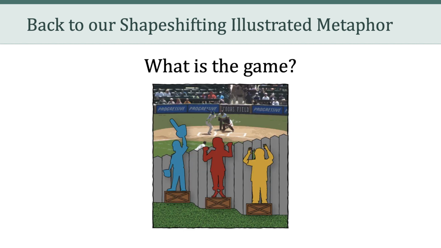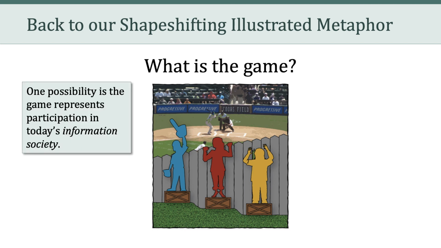So, I want to come back to our shape-shifting illustrated metaphor. And I want to ask the question, what is the game? Now, I know many of you wrestled with this in your critical reflections, and I know many of you realize that the more we think about this metaphor, the more complicated it becomes. And that's why I jokingly refer to it as a shape-shifting metaphor. But what I want to posit right now is that the game represents participation in today's information society. The participants behind the fence here have different levels of opportunity when it comes to participating in the information society.